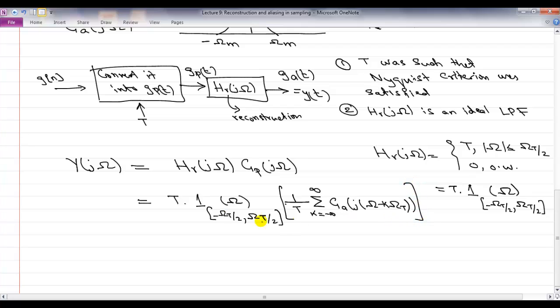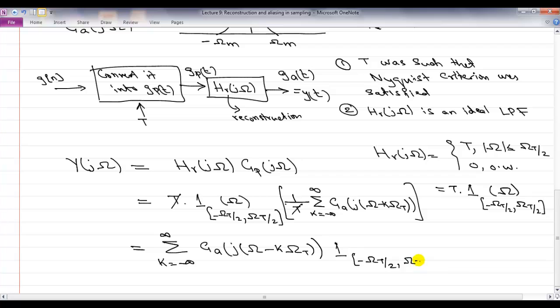Okay. So the T cancels with this T, and I can take this thing inside the summation k from minus infinity to infinity, Ga of j omega minus k omega t times the indicator of minus omega t by 2 to omega t by 2, capital omega.